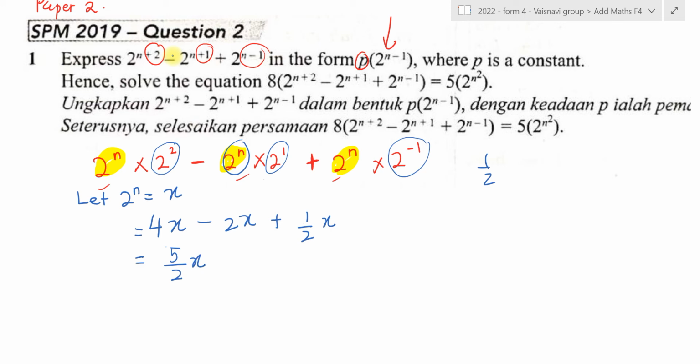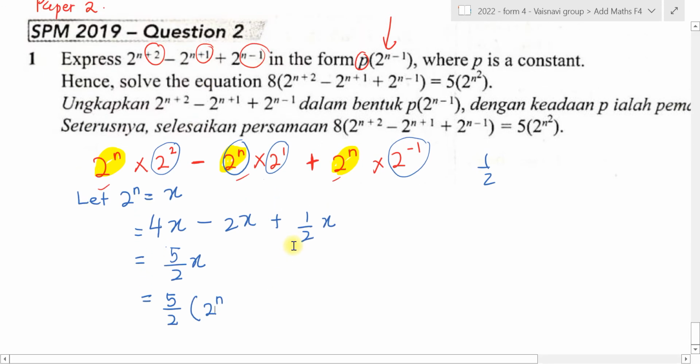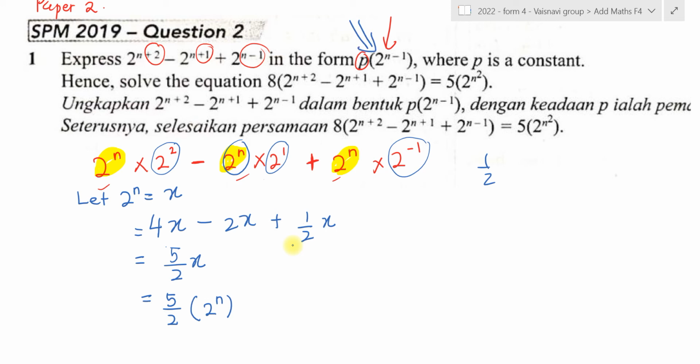Right. But then they want in the 2 power n minus 1 form. Never mind. We try to solve this. So if I do this, you kembang balik ya. X tu kita jadikan 2 power n balik. Okay. So I'm getting 5 over 2 times 2 power n. But you need the answer in this form, remember? You need the answer in this form.